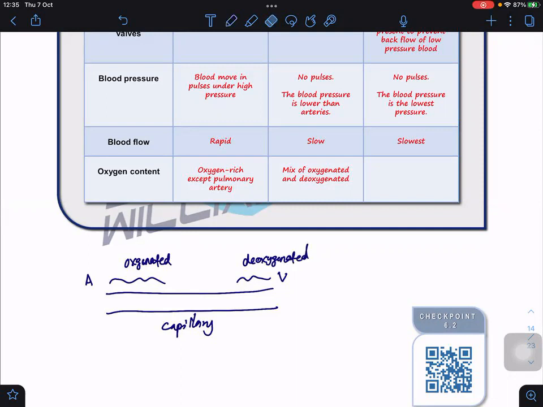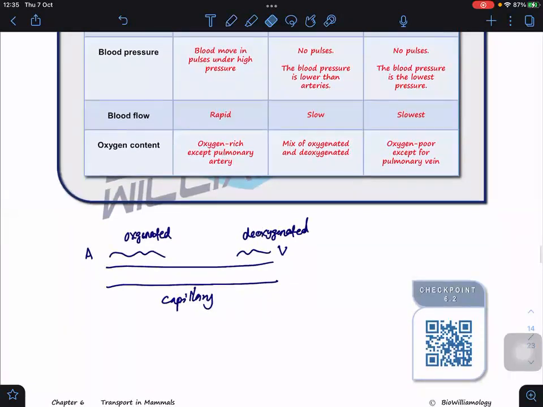Definitely it's not totally separate, it will have the mix. And for the vein, you can see that it's oxygen poor, except for the pulmonary veins. Okay, so with this, I have done the blood vessel.